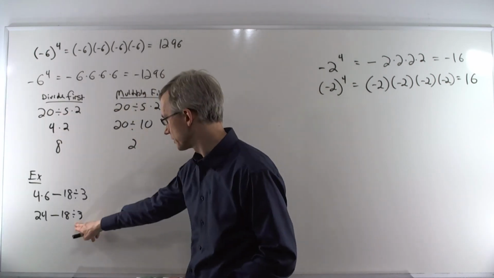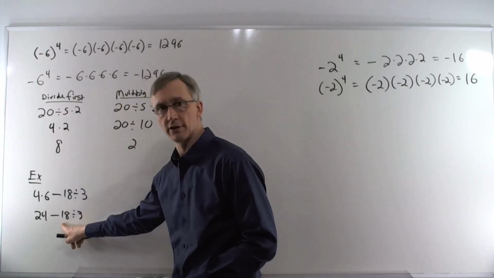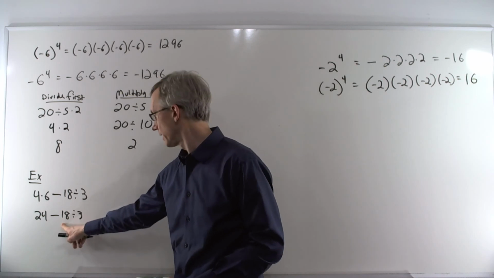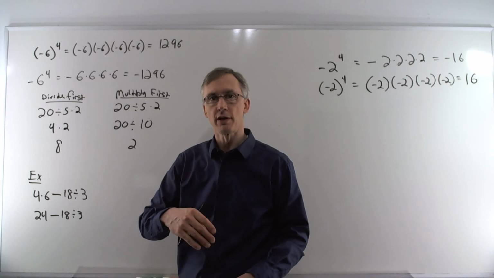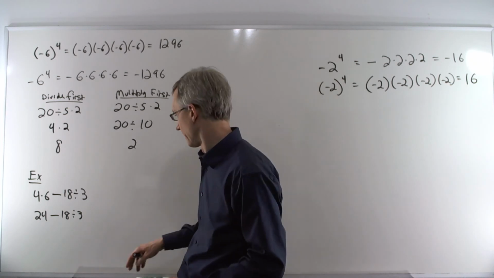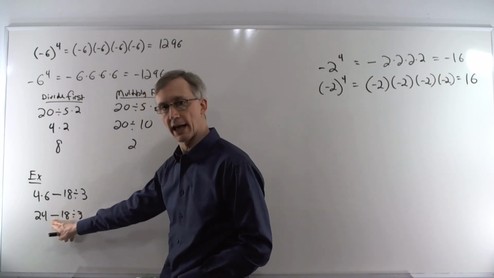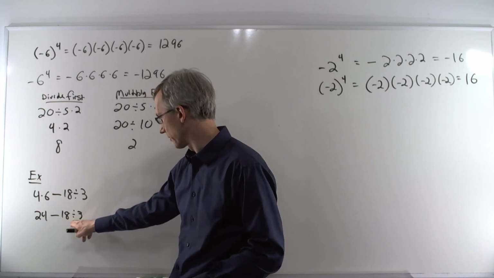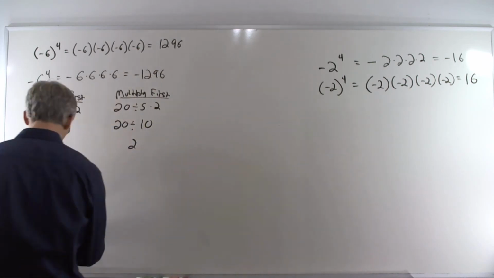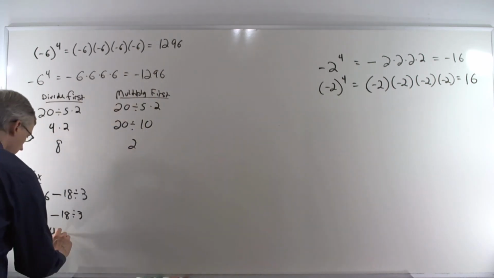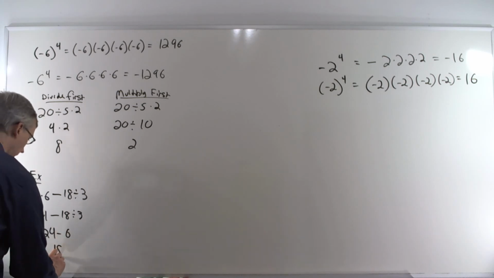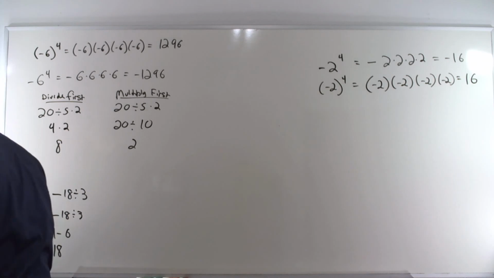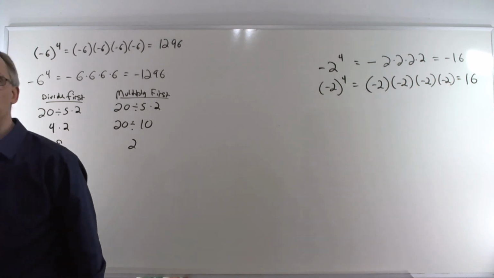All right, now we've got a division here, so we're not going to do the subtraction first. We don't work left to right when we're working within different steps of the order of operations agreement. Subtraction has to wait till the end. So we're going to do this one first. So 18 divided by 3 is 6. So we get 24 minus 6, and then we do the subtraction and get 18. Your turn, number 4.